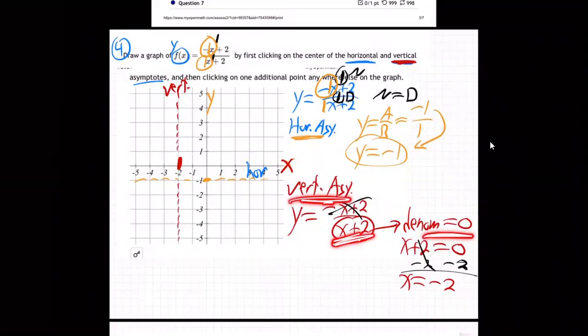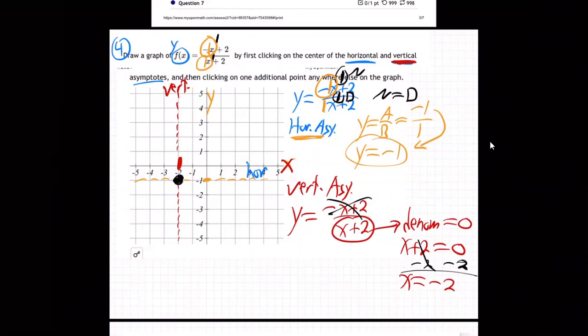So I just ignore the numerator, grab just the denominator, solve it. x is negative 2, goes through the x-axis at negative 2. This is the x-axis, negative 2. Draw that line, okay? So now the center of them is right here, isn't it?